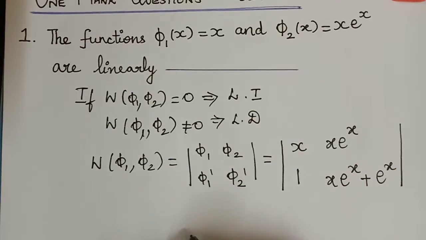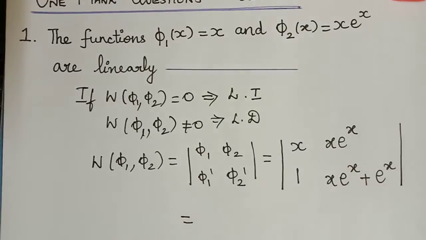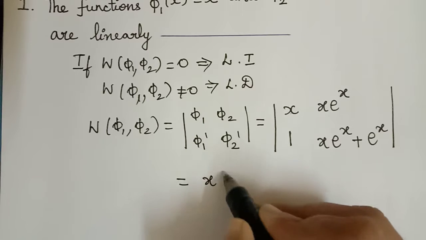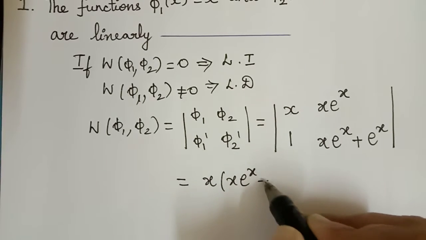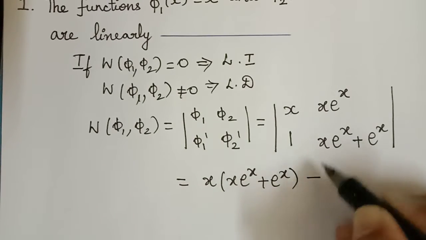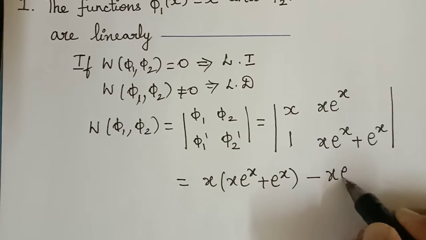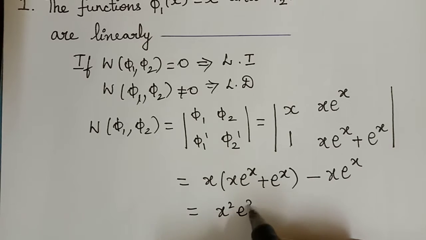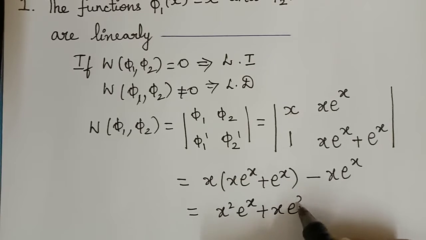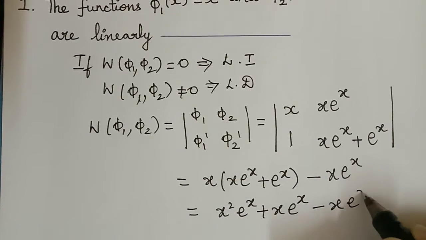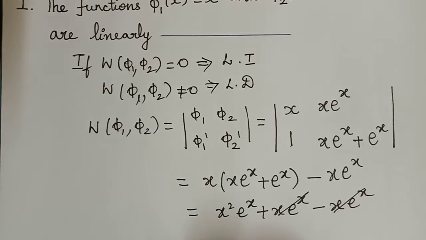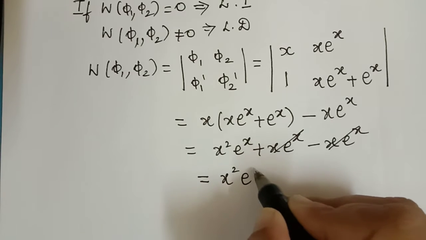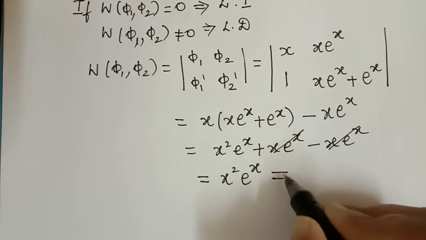Okay, now we have to find the determinant of this. So the determinant of this will be x multiplied with x e power x plus e power x, minus 1 into this, so x e power x. So this is equal to x squared e power x plus x e power x minus x e power x. So these two terms get cancelled, and we get x squared e power x, which is not equal to 0.